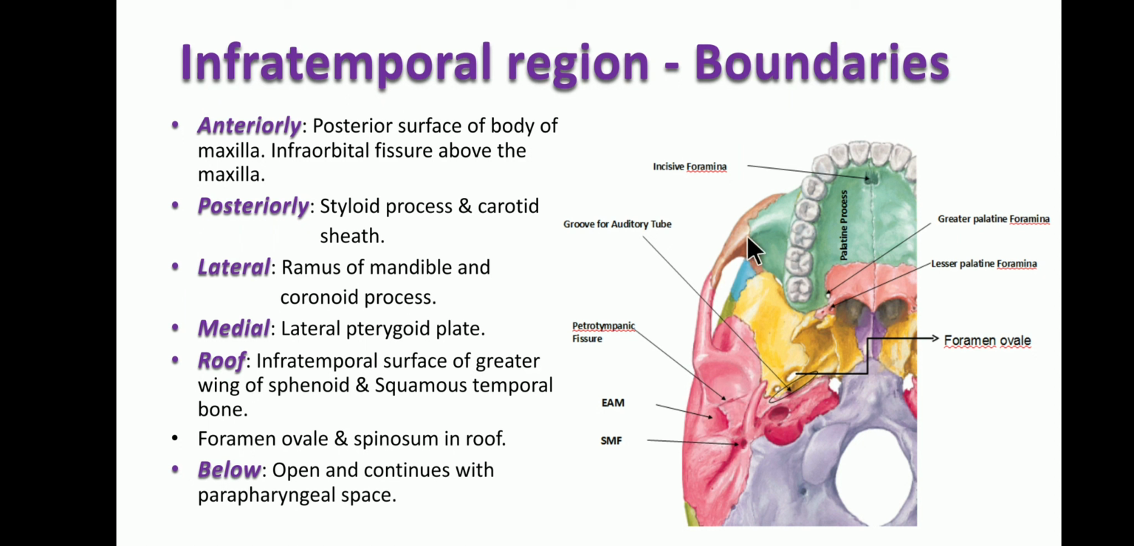That is the inferior border of the zygomatic arch you are seeing. The zygomatic arch is mainly formed by the temporal process of the zygomatic bone and the zygomatic process of the temporal bone. So both bones contribute to the formation of the zygomatic arch. This is the temporal process of the zygomatic bone. This is the zygomatic process of the temporal bone.